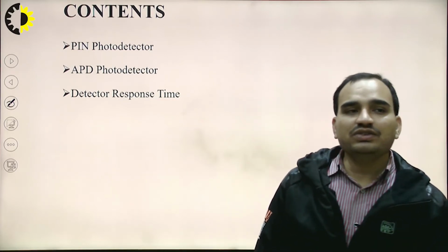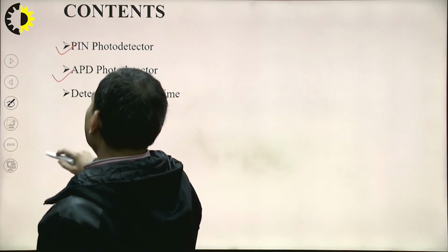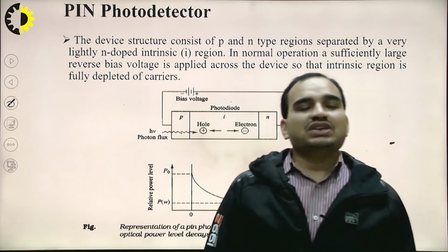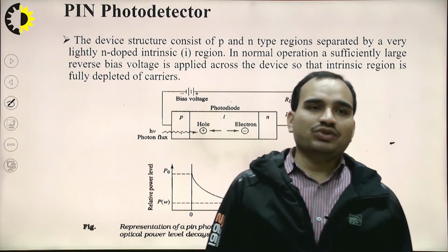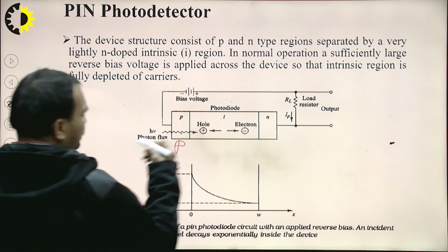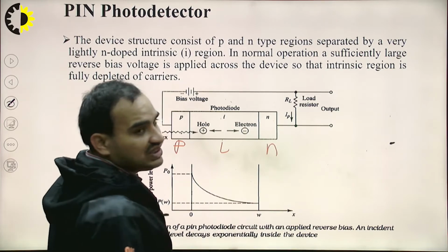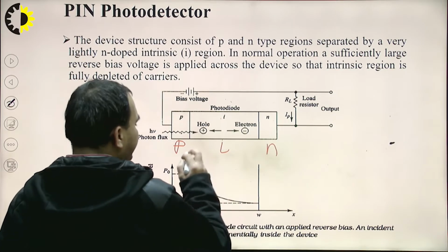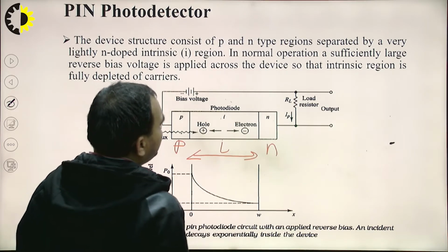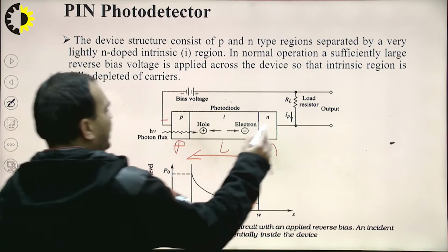In this lecture, we will be discussing three things: the PIN photodetector, the APD photodetector and the detector response time. Let's start with the PIN photodetector. PIN stands for the P-type layer, the intrinsic layer and the N-type layer. These three layers we have, and the intrinsic layer width is much higher than the P-type and the N-type. We apply the reverse bias voltage, that is the negative and the positive.